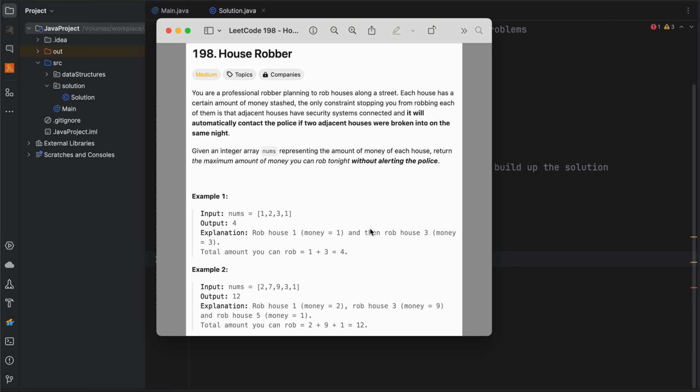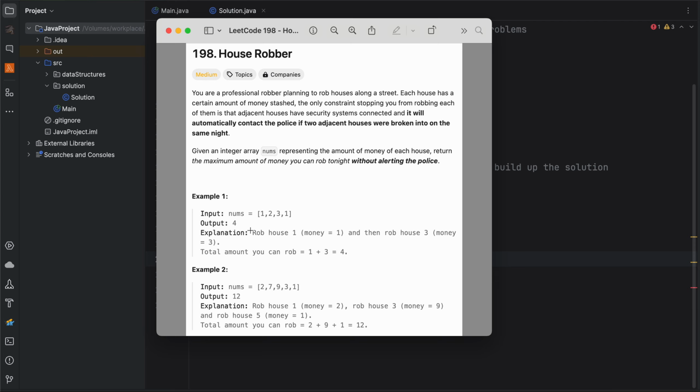Let's first go through the problem description. You are a professional robber planning to rob houses along a street. Each house has a certain amount of money stashed. The only constraint stopping you from robbing each of them is that adjacent houses have security systems connected, and it will automatically contact the police if two adjacent houses are broken into on the same night. Given an integer array nums representing the amount of money of each house, return the maximum amount of money you can rob tonight without alerting the police.